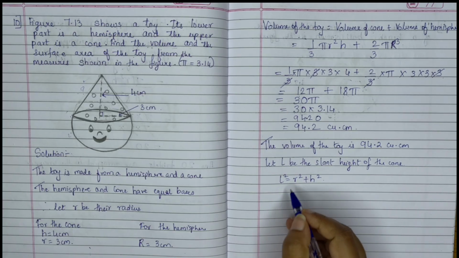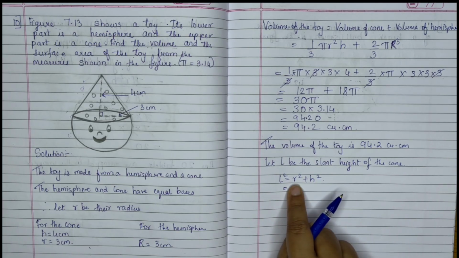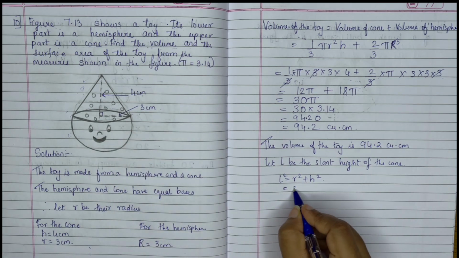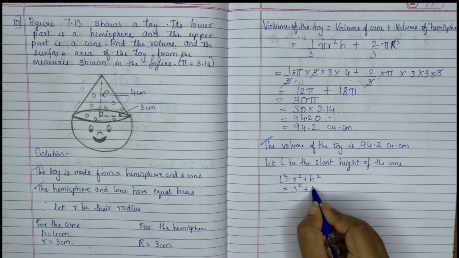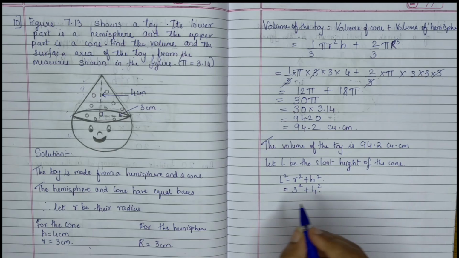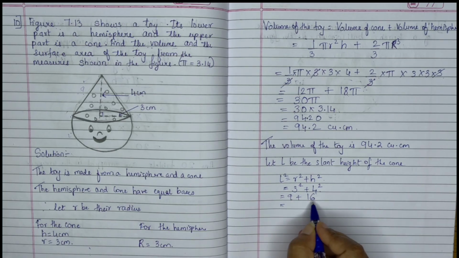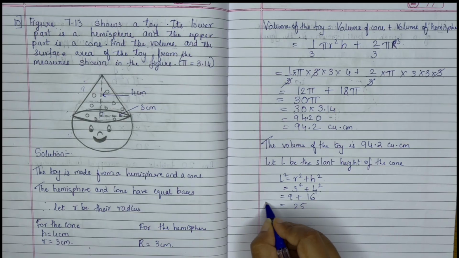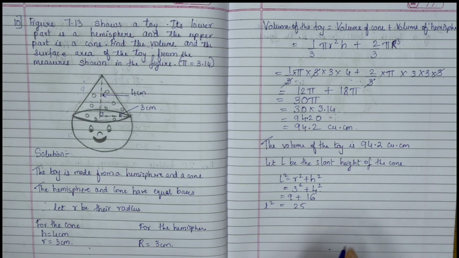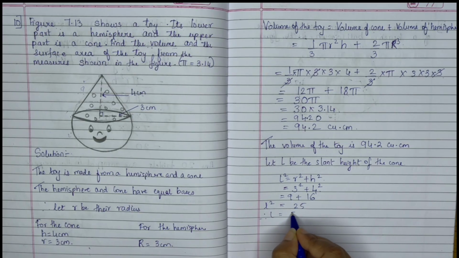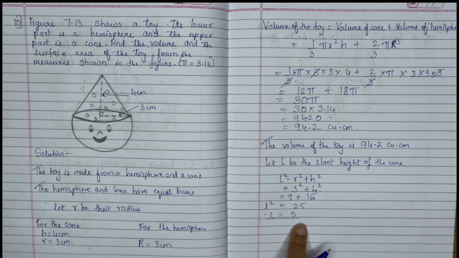L is not given, so leave it. R square, radius is 3. 3 square plus H is 4. Height is 4 square. So 3 3s are 9 and 4 4s are 16. So 16 plus 9 we get 25. L square we got 25. That means therefore L is equal to 5. Okay, we got the value of L. Now we can use the formula for the curved surface area of the cone.